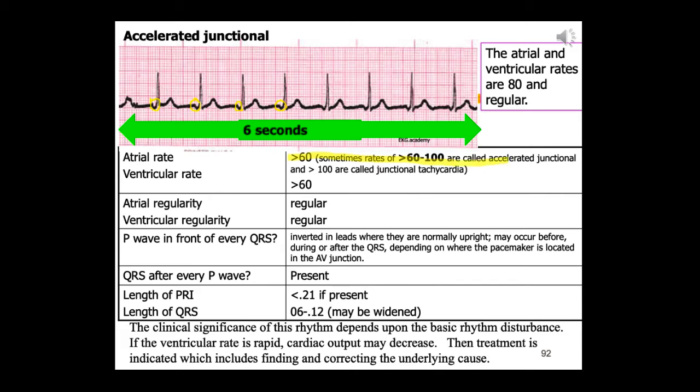Junctional rhythms with a rate of greater than 100 are considered junctional tachycardia. The significance of this rhythm depends on the basic disturbance. If the ventricular rate is rapid, the cardiac output may decrease, as in previous examples. Then treatment is indicated, and that would mean finding and treating the underlying cause of the accelerated rate.